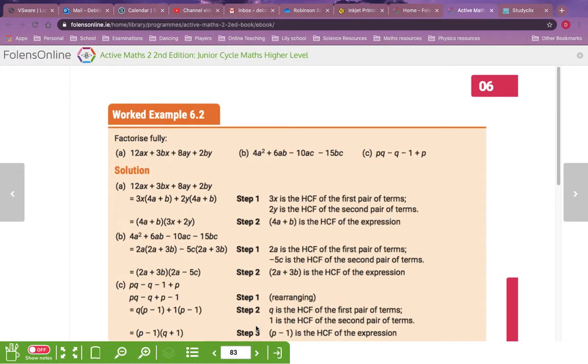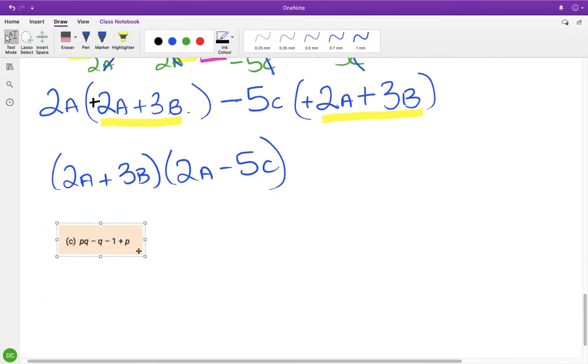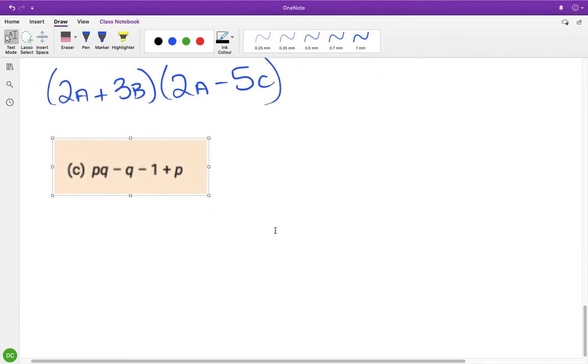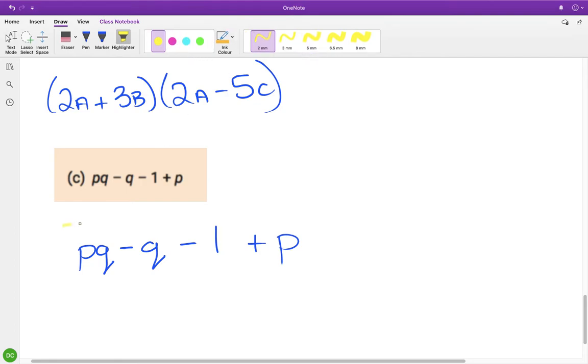All right. We'll have a look at this last one just because I think the signs are a complete mess in the last one, and that's like the only way these are hard, is because of the signs. Sometimes the signs can make them very tricky. Right, so we have PQ minus 1 plus P. Ugh.